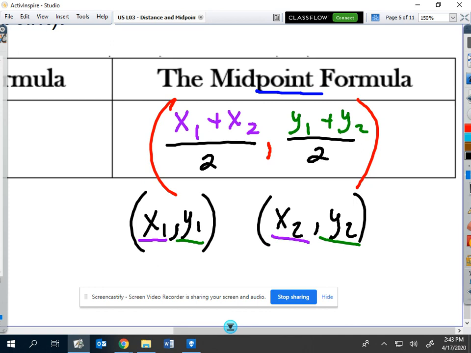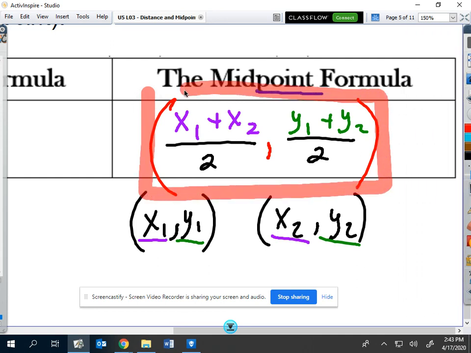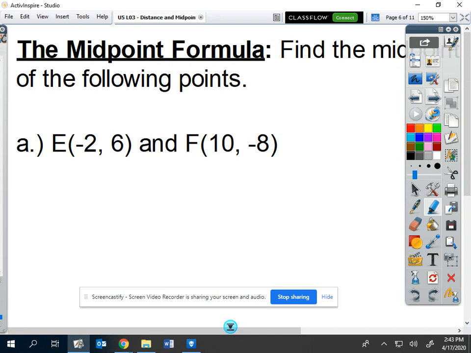So that right there is your midpoint formula. You add your x's, divide by 2, add your y's, divide by 2. That's your midpoint. So in the next couple of questions, we're going to practice putting that midpoint formula to good use. All right, let's try this one. So we're just going to do a couple here.